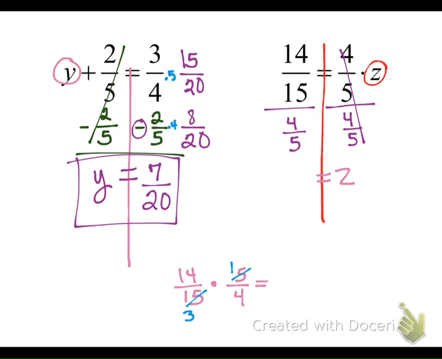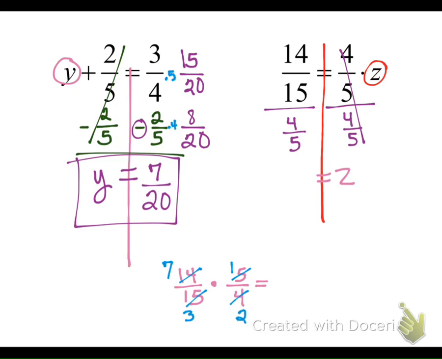Okay? Can I reduce any other numerator with any other denominator? Deontay, thanks for raising your hand. What else can I reduce here? What are they both divisible by? 2. So what's 14 divided by 2, Deontay? 7. And then 4 divided by 2, Deontay? 2. All right, from here, you multiply your numerators.